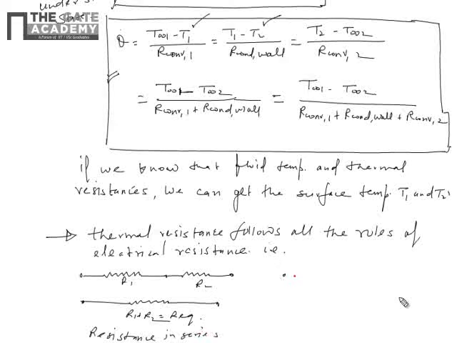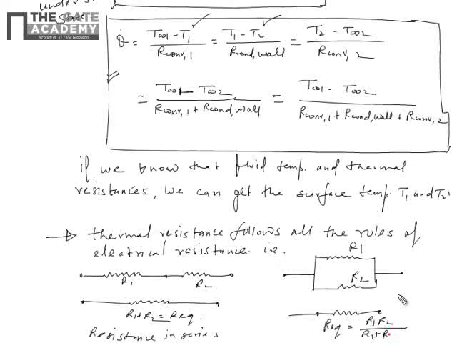If two resistances are in parallel, let us say this is R1 and R2, then the equivalent resistance R equivalent is given as R1 R2 upon R1 plus R2. This is known as resistance in parallel combination.